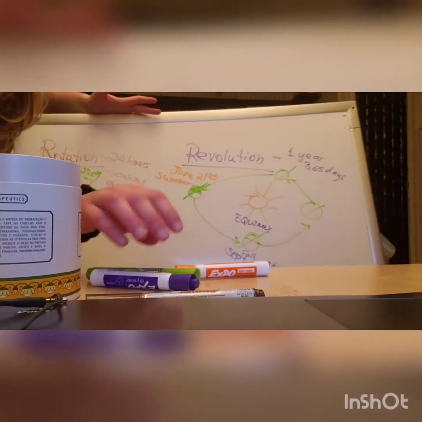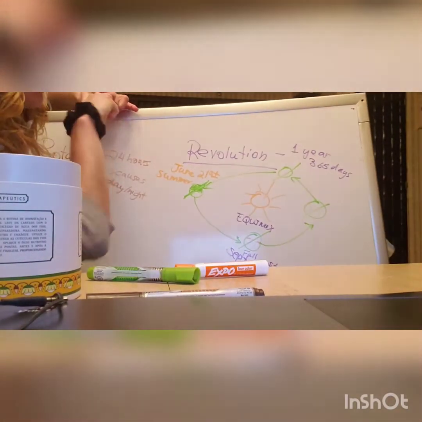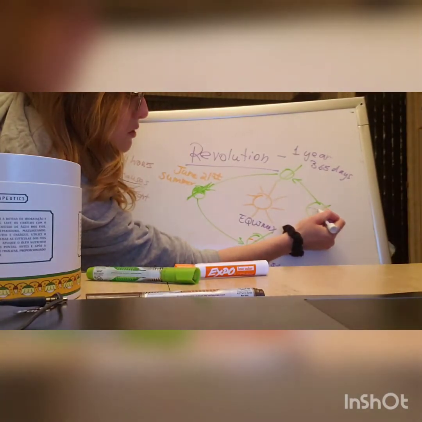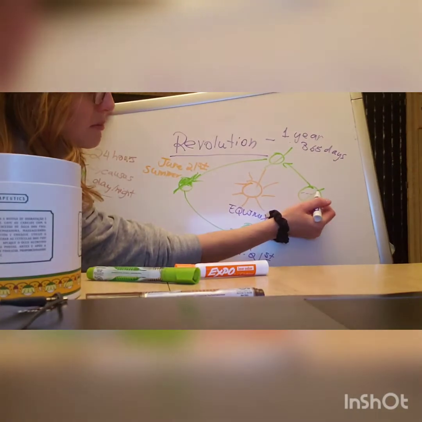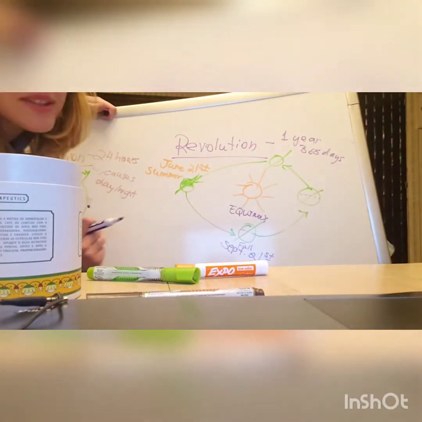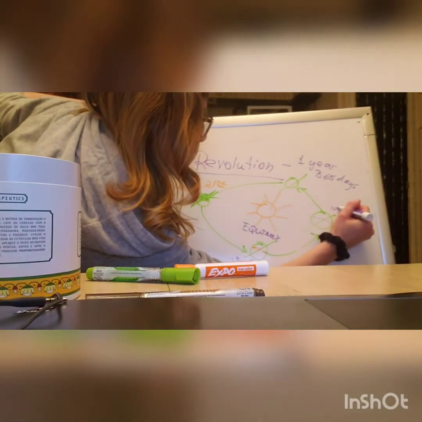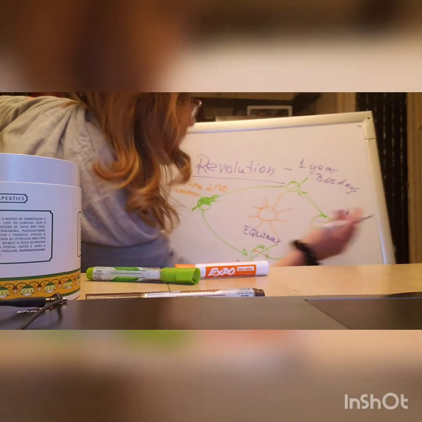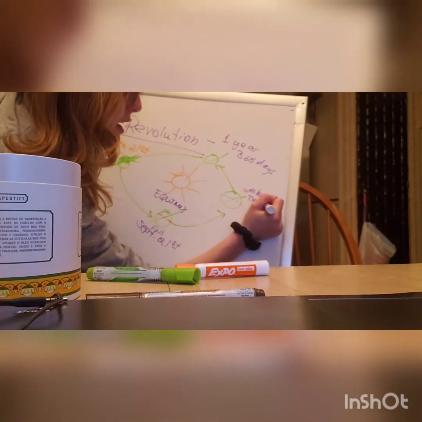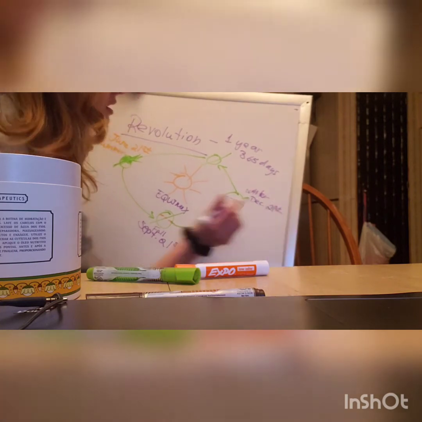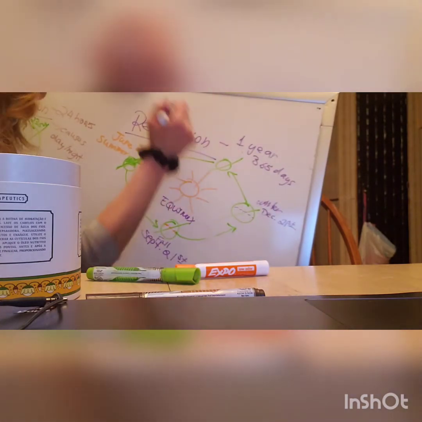After fall, we're going to have winter. On this Earth right here, the axis is tilted now in the northern hemisphere. In this hemisphere, the axis is now away from the sun. We're going to say that is winter. And the first day of winter is in December, and it's December 21st.